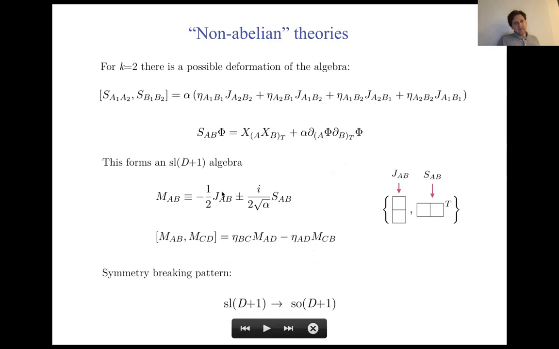We can combine the antisymmetric and the symmetric tensor into a traceless tensor. The traceless tensor M has this commutation relation, which is precisely the commutation relations for SL(D+1), whichever real form you're talking about, depending on whether you're in AdS or dS or Euclidean or Lorentzian. So now we have a symmetry breaking pattern of SL(D+1) down to SO(D+1).